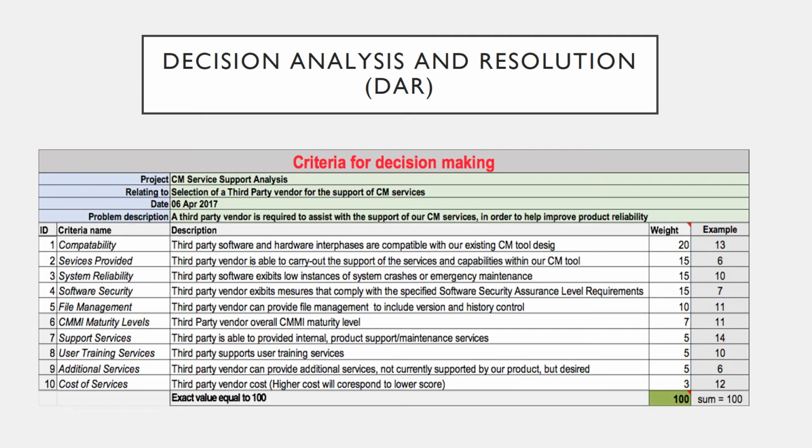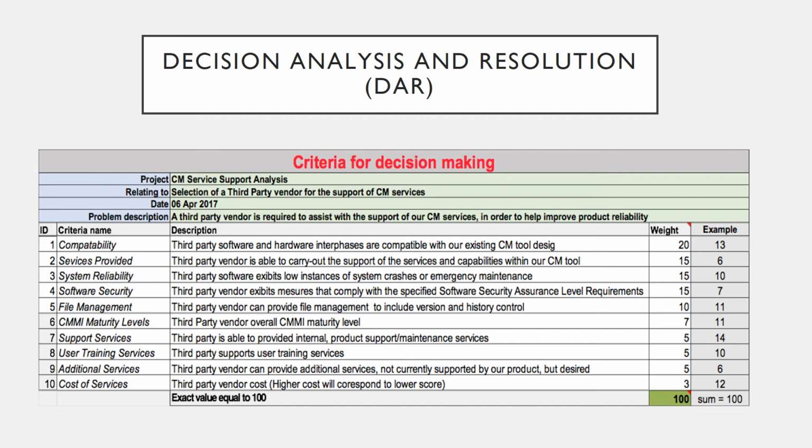We're going to involve the decision analysis and resolution process area in order to evaluate and decide what is going to be the best option for the system. So in this case, what is going to be the best possible CM tool that we can use for the project. And first, we identify and decide what are going to be the 10 criteria that we're going to use in order to evaluate the different options. So from 1 to 10, we rank them in order of importance.